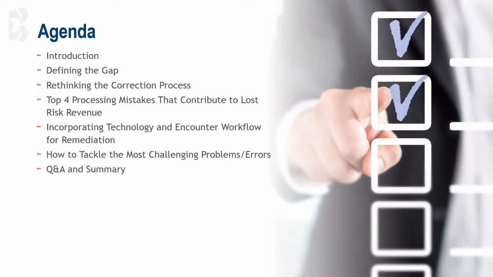And so we really want to take a minute and look at what we think is the primary gap that causes the challenge in getting clean data into your reporting agency. We want to look at rethinking the correction process and the top level mistakes that contribute to that lost revenue. We want to talk a little about the technology, and then we want to talk through how to tackle some of the most challenging problems and errors that you have.